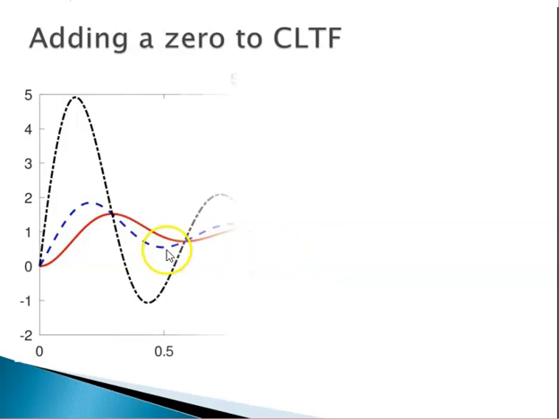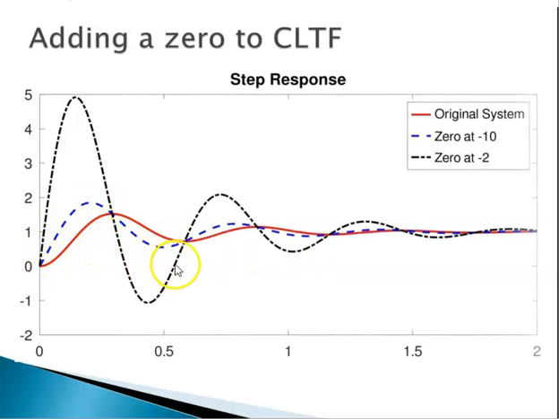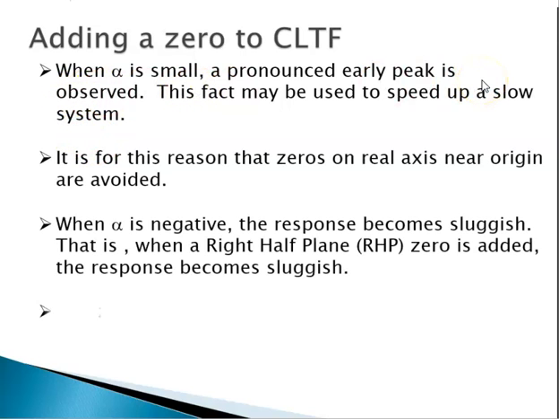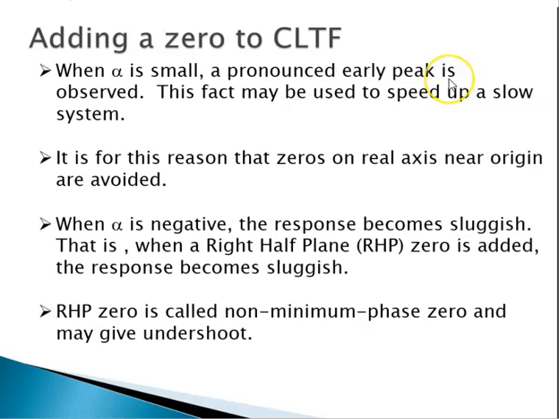We see that when alpha is -10, very far away from the origin on the left hand side, the original response and the response when the 0 is added are close together. But when the 0 is very close to the origin at -2, you have a pronounced peak. When alpha is very small, a pronounced early peak is observed, and in some situations this may be used to speed up a slow system, but this may not always work fine.